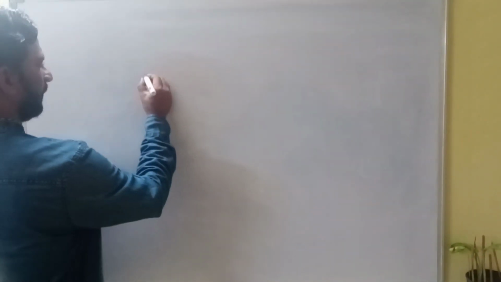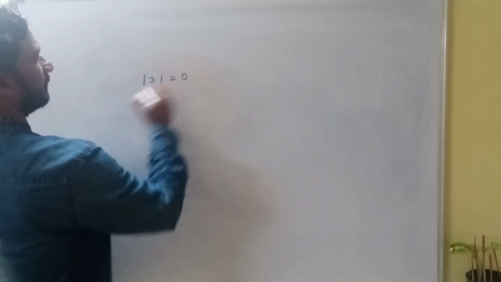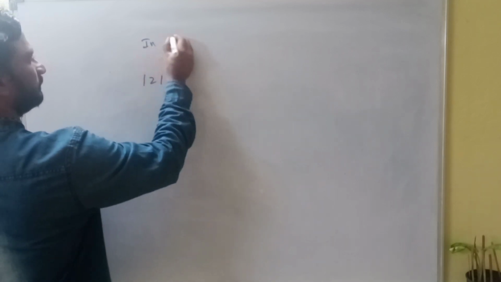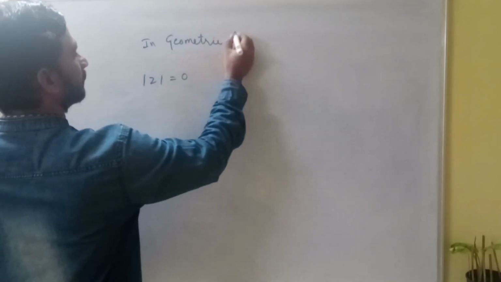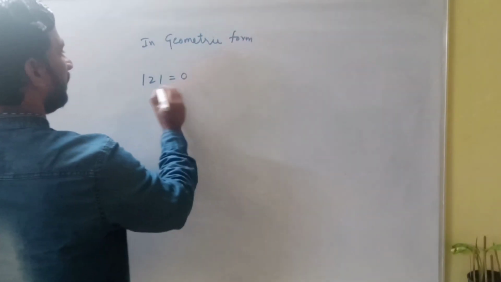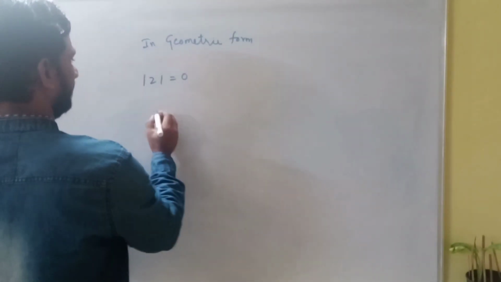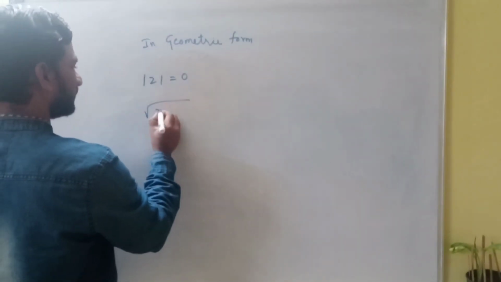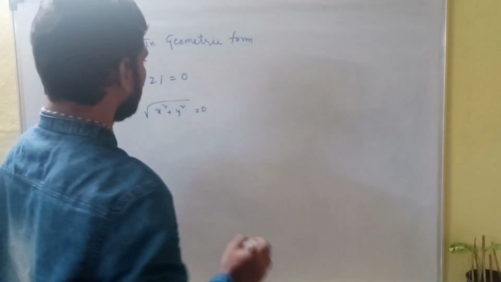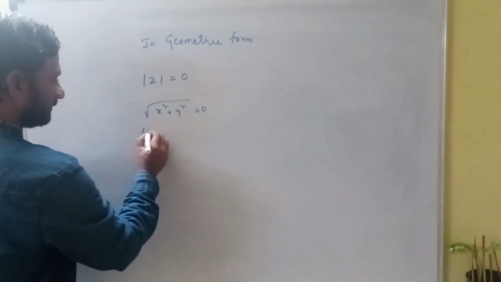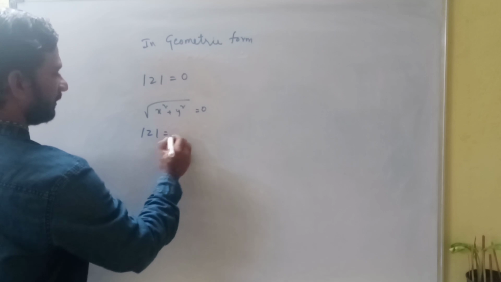In the geometrical form, if mod z is equals to 0, in geometrical form, mod z equals to 0, that means you will get under root x square plus y square is equals to 0.